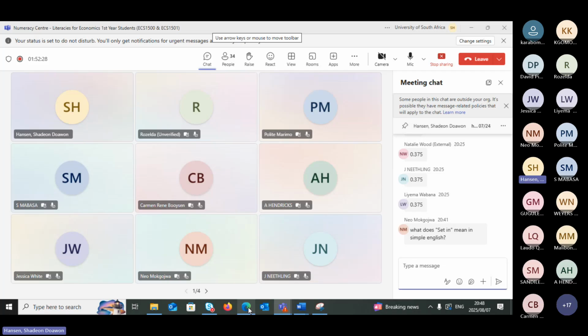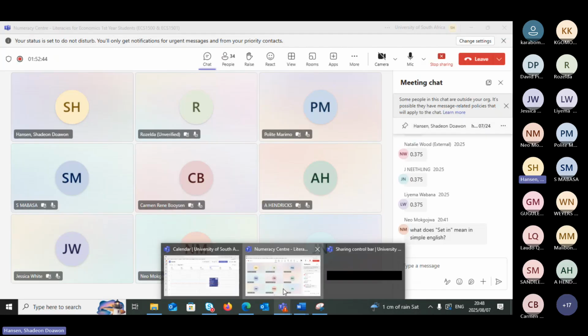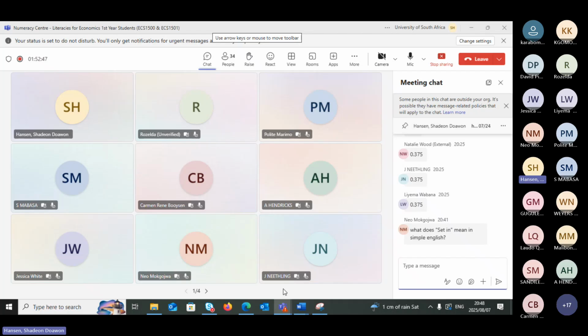So that means, students, the price of steak is 50 rand. Are we together, students? You see, we're now getting somewhere. Okay? Are we together? The price of steak is 50 rand.